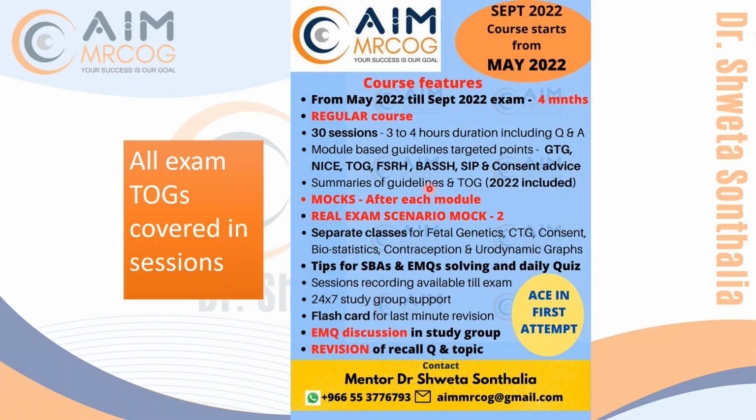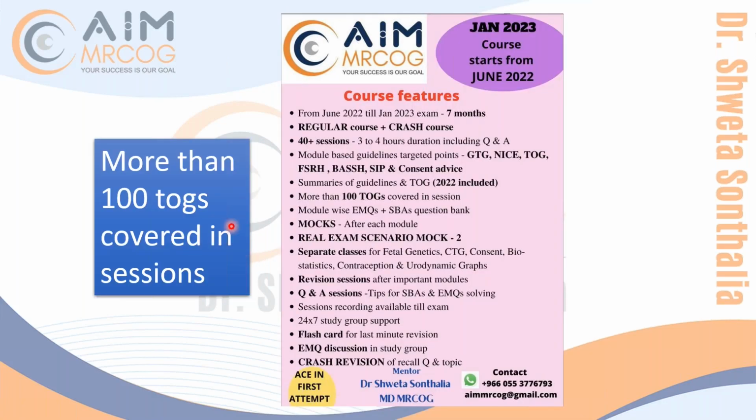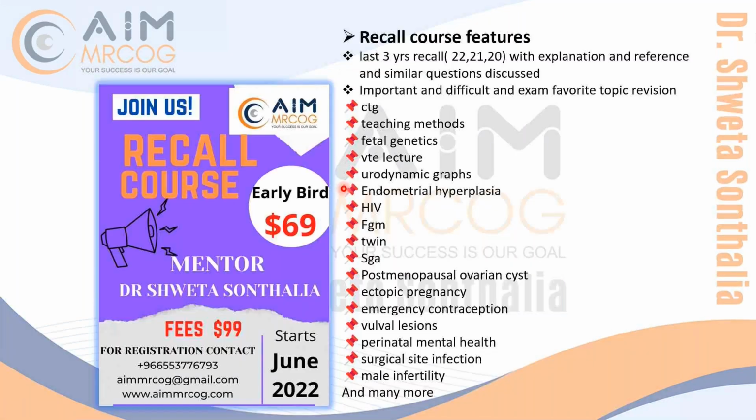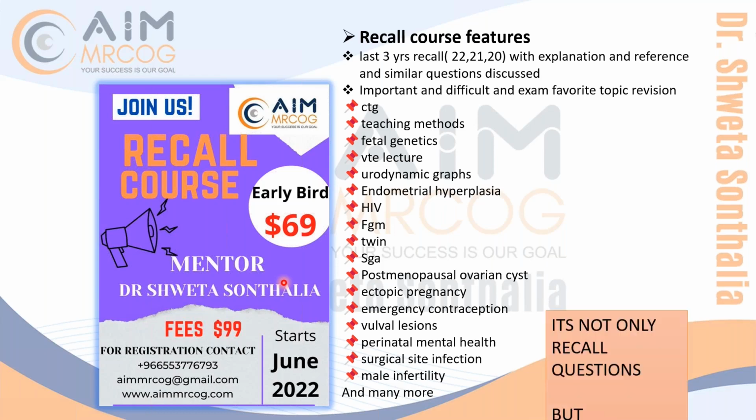These are the features of the regular course, and these are the features of the mega course. For July candidates, we have the recall course. These are the features: last 3 years recall, important topic revision, flashcards at the end. So this is how it helps. As I told you, you don't have to solve the recall questions. You have to solve the recall topic, kill the recall topic. That way it will help.